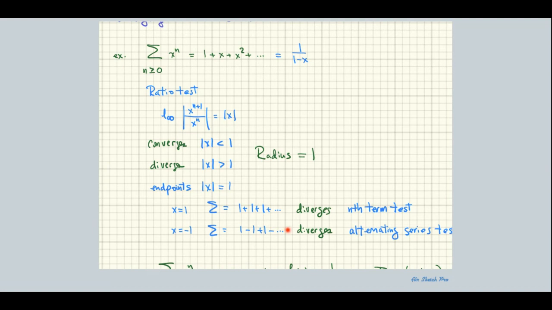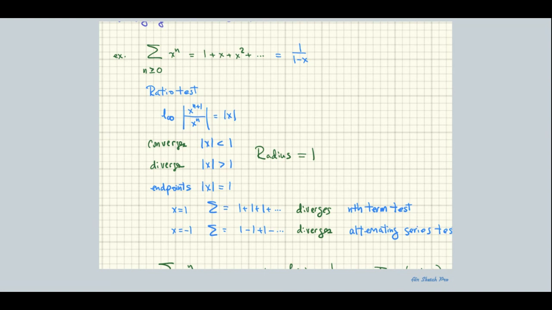The other alternative is let x equal negative 1, and you can see what happens. 1 plus negative 1 plus 1 plus negative 1 plus 1, and you see the sign changing. That's the spot where we often use the alternating series test, okay? And I can say that diverges by the alternating series test because the alternating series test includes the nth term test as part of the test. The first part of doing the alternating series test is to use the divergence test, according to the flow chart that I gave you guys in our last meeting. So here we see that it diverges at both endpoints.